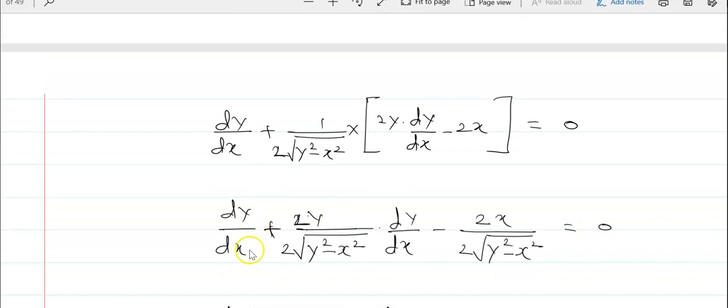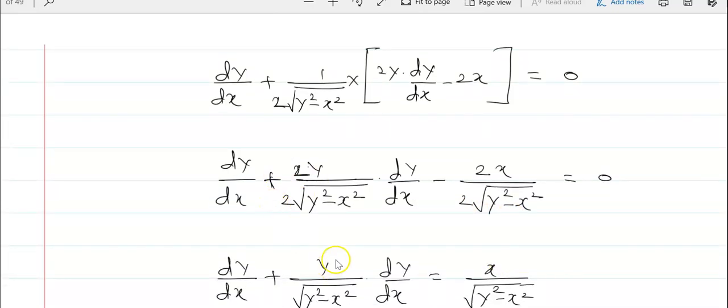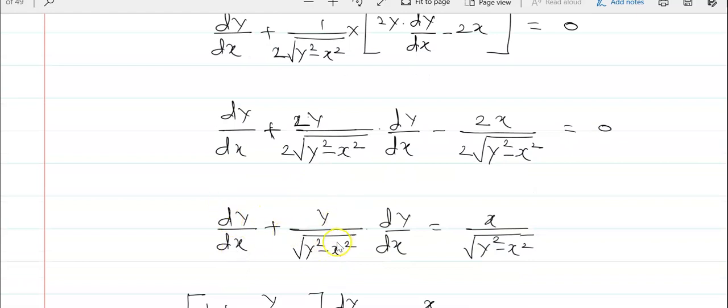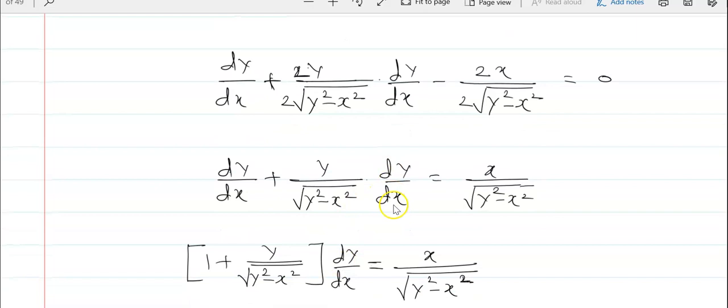And therefore dy by dx is equals to, if we multiply 1 upon 2 root of y square minus x square into 2y into dy by dx, you will get 2y upon 2 root of y square minus x square into dy by dx. Again 1 upon 2 root of y square minus x square is multiplied with minus 2x, and that is why you are getting minus 2x upon 2 root of y square minus x square. Now in this case 2 get cancelled. Therefore you are getting dy by dx plus y upon root of y square minus x square into dy by dx is equals to x upon root of y square minus x square.